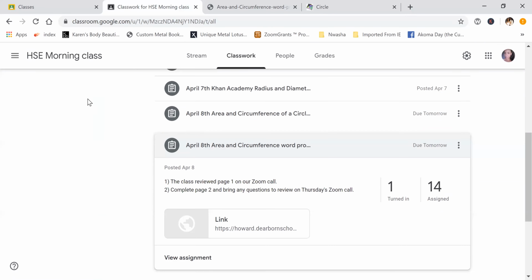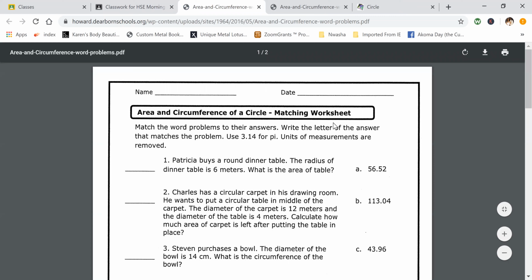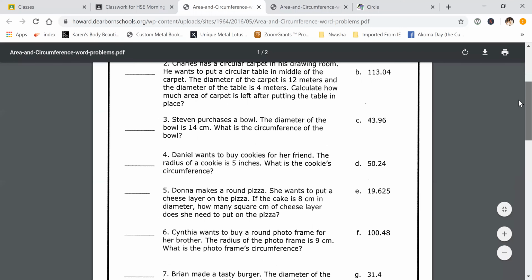Okay. So when you're in the Google Classroom and you click on classwork, it's from yesterday. So it says April 8th, and then it just says word problem. So it says April 8th area and circumference word problems. When you click that assignment, there's a link to the PDF that was online. So then when you click that, it opens up as the worksheet. Thanks. No problem.